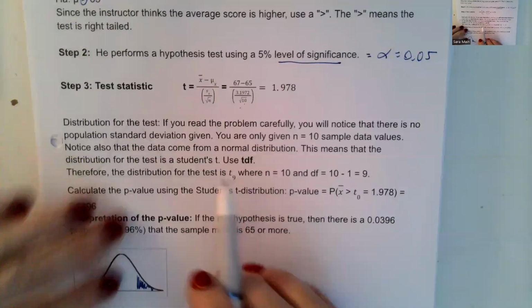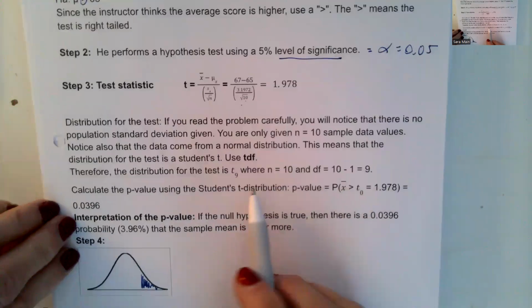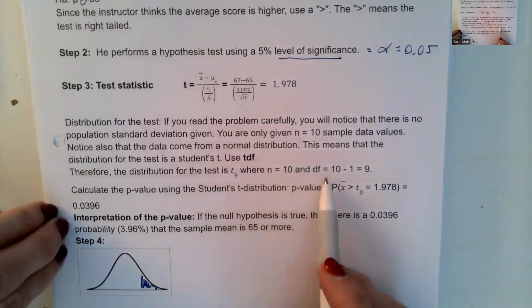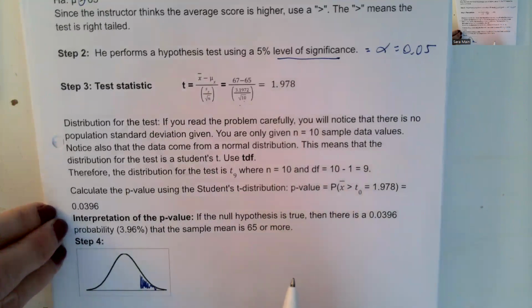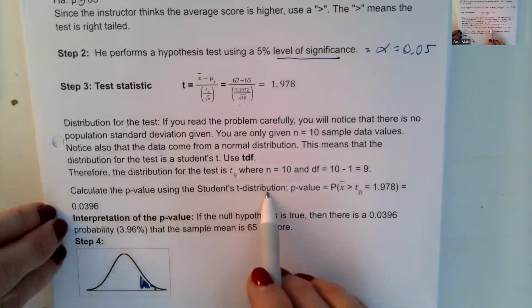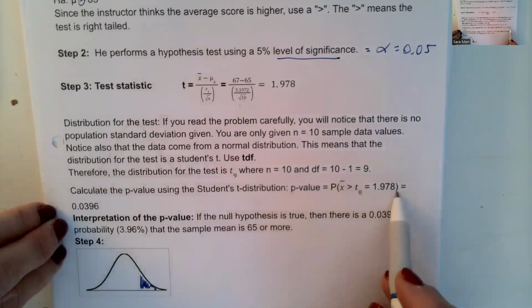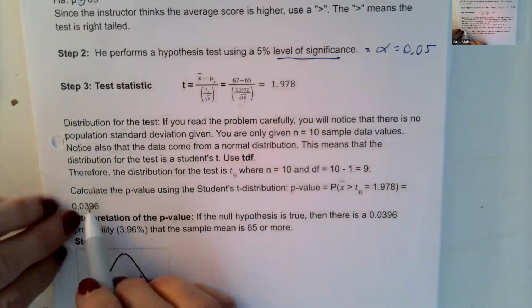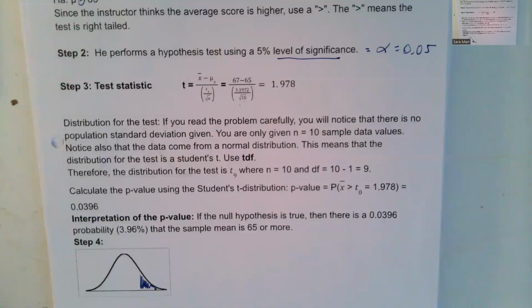So therefore, the distribution that we're going to use is a critical t distribution. And because n is 10, our degrees of freedom is 10 minus 1, or 9. So calculate the p-value using the student's t distribution. The p-value of x bar greater than t0 equals 1.978. So we want to find the probability of the sample mean being greater than 1.978. That comes out to be 0.0396.